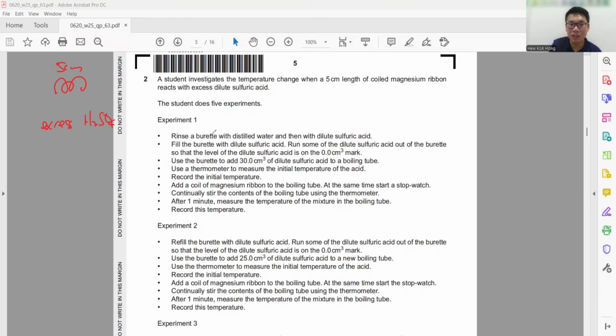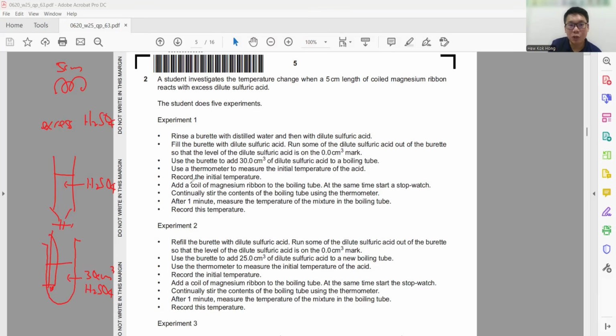Experiment 1, they rinse the burette with distilled water and then dilute sulfuric acid. After rinsing, they fill the burette with dilute sulfuric acid. Run some of the dilute sulfuric acid out of the burette, so the level of dilute sulfuric acid starts from the 0 cm³ mark. Use the burette to add 30 cm³ of dilute sulfuric acid to a boiling tube. Use a thermometer to measure the initial temperature.